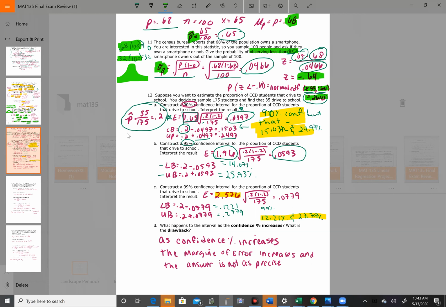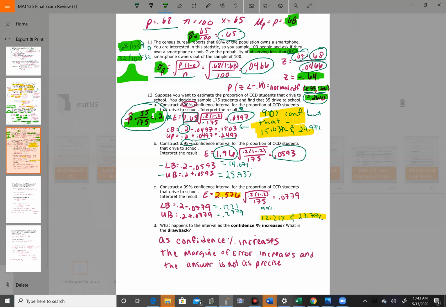All right, a confidence interval problem. Suppose you want to estimate the proportion of CCD students that drive to school. You decide to sample 175 students and find that 35 drive to school. So that's our p hat. Right here, our proportion is 0.2 of our sample. Construct a 90% confidence interval for the proportion of all CCD students that drive to school.